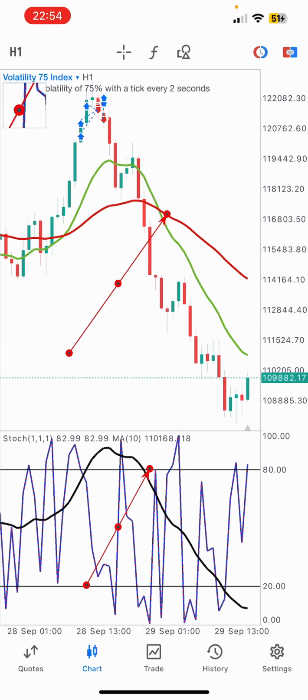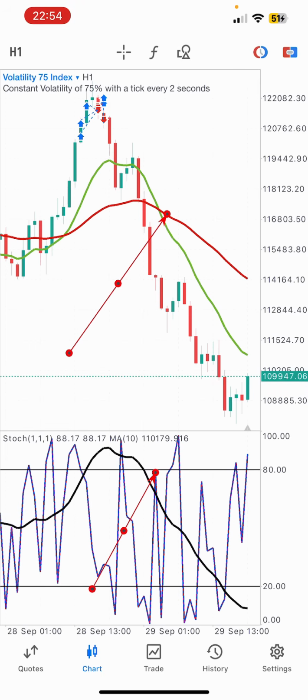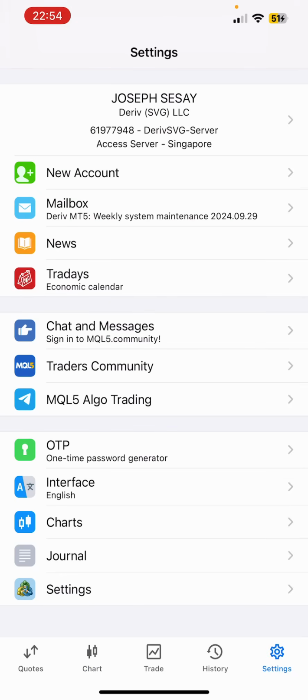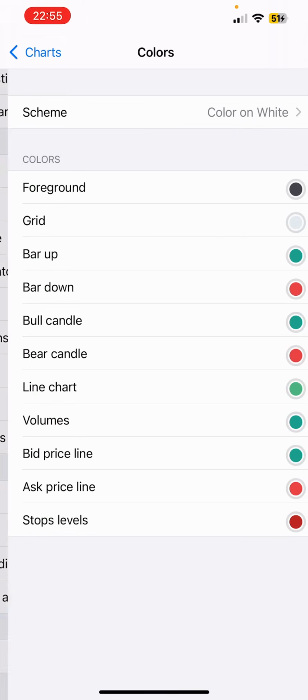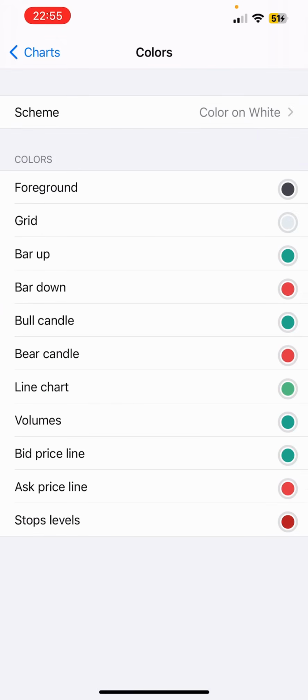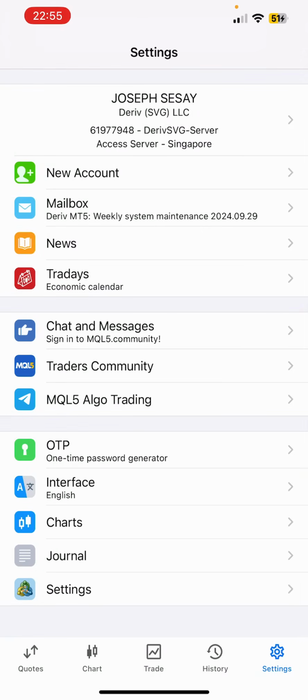the stochastic. This 10 moving average, this black line, must tally with the current market on the chart. I'm setting a black line because my background is currently white. If your background is black, you can set a white line also. To set that, you just need to go to your settings. You come to chart, then you come to colors. You can see skin background. So you can change it here.